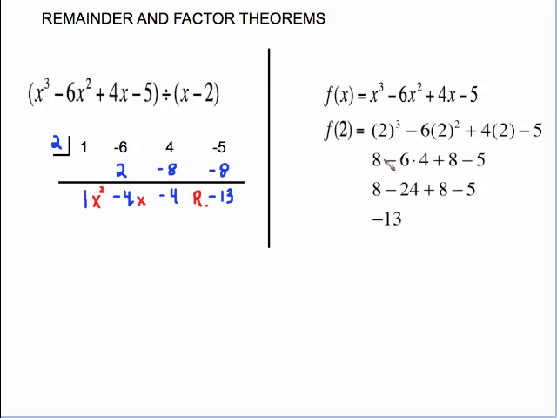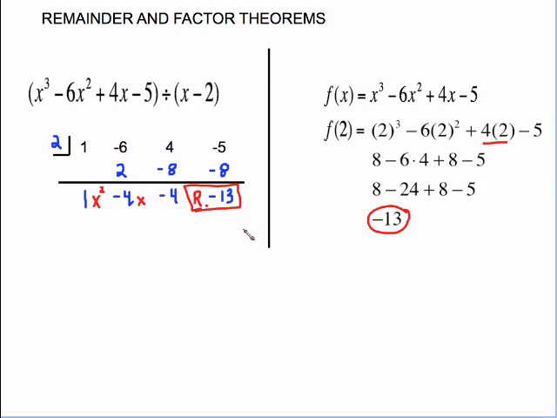Do the arithmetic. 2 cubed is 8. 2 squared is 4 times the 6 that's sitting there. 4 times 2 is just 8 minus 5. Finish out this arithmetic and we get negative 13. The function value at 2 was negative 13. The remainder when we did synthetic division was negative 13.